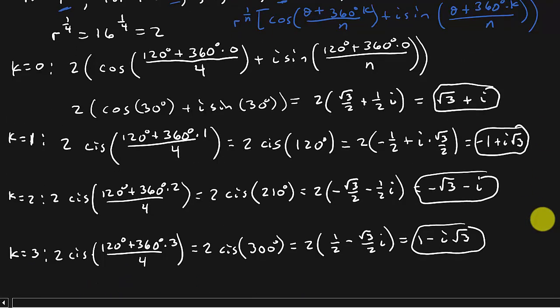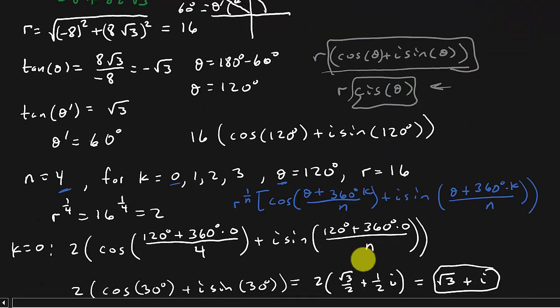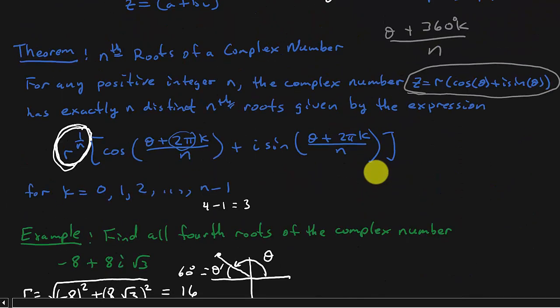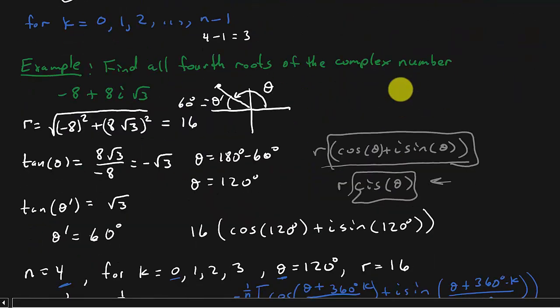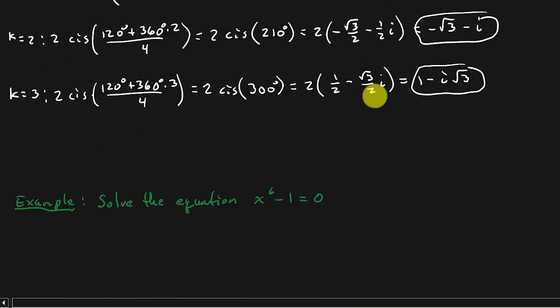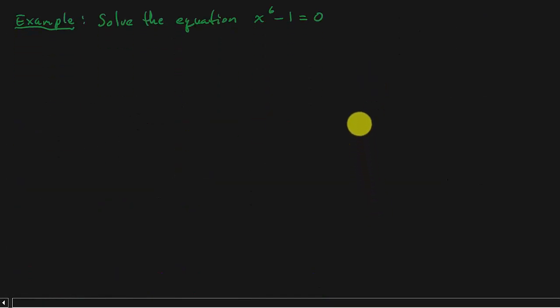And that's your 4 of 4 roots of that. All right? And that's what this nth root theorem does here. You find all nth roots of a complex number. And remember, it has to be in trigonometric form. Okay? All right, so now, this is the last example.